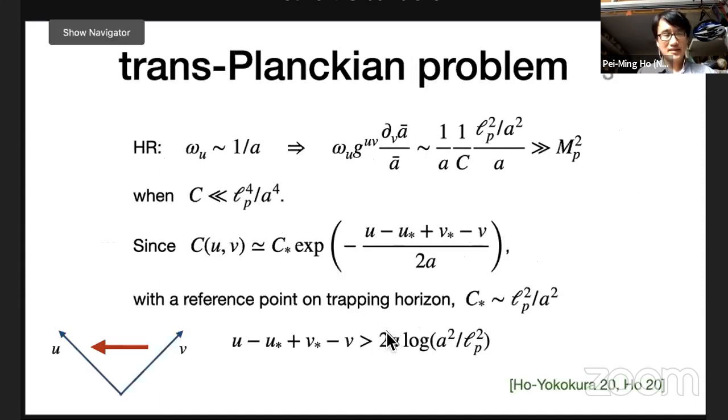I mean, you may get a different coefficient here, but with a finite coefficient, you can compensate an arbitrarily large power of L_P over A. So if you get L_P over A to the 10th power, in order for a certain combination to be large, you are only changing this factor of 2 to 5. It's still scrambling time order of magnitude.